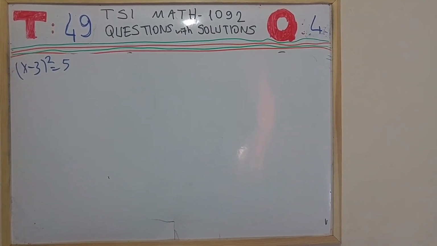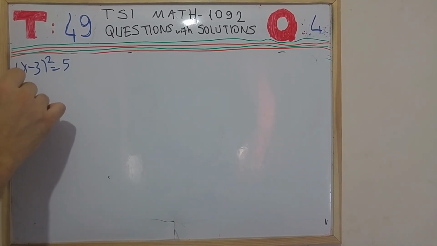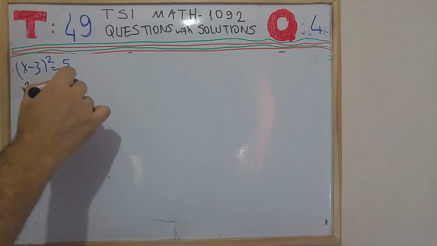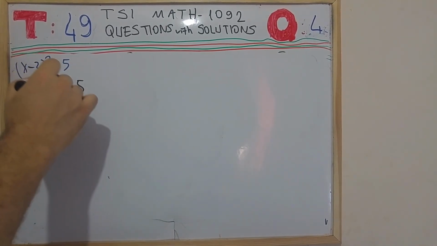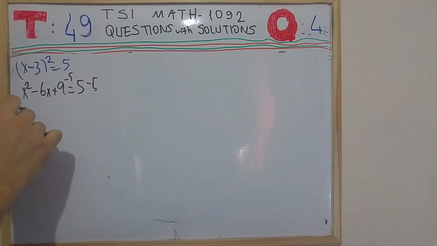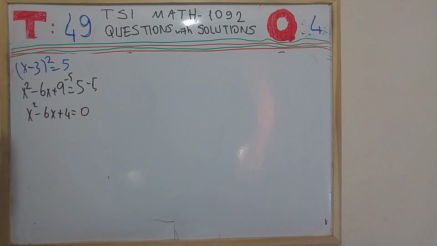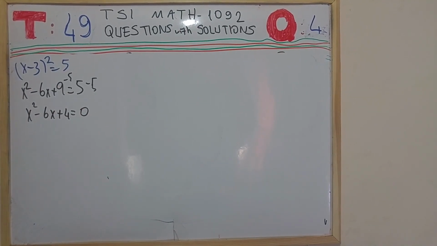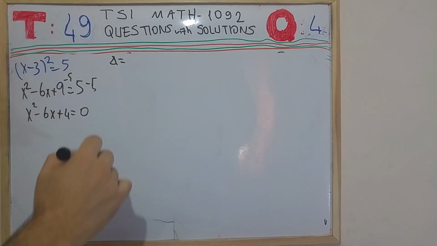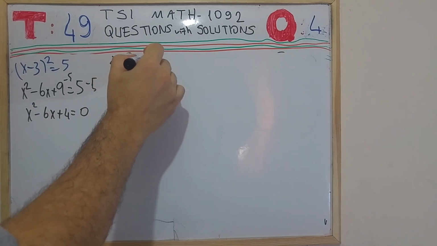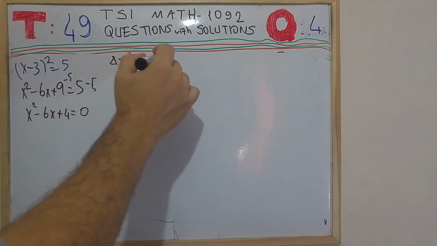You can solve this question in two ways, and I would like to show you both ways too. First one is the classical way, in which I just expand here, which comes out to be x squared minus 6x plus 9 is equal to 5, and I subtract 5 from each side. So x squared minus 6x plus 4 is equal to 0, and I just calculate delta from here, which is equal to b squared, which is 36, minus 4 times 1 times 4.